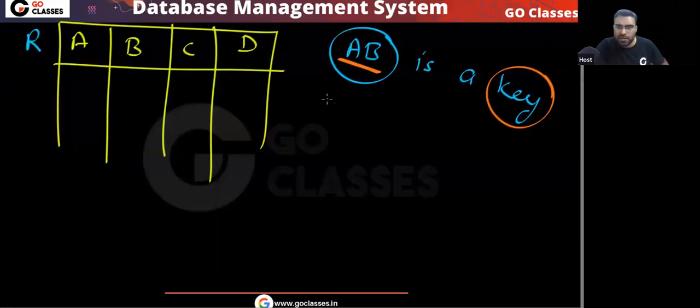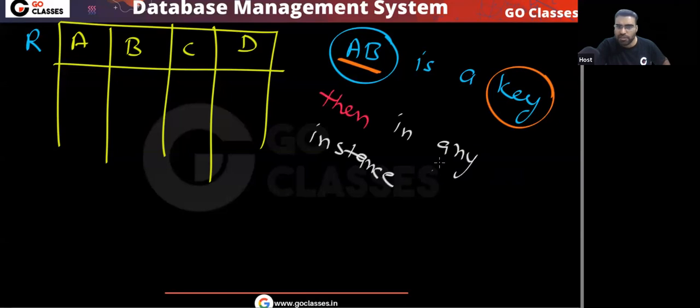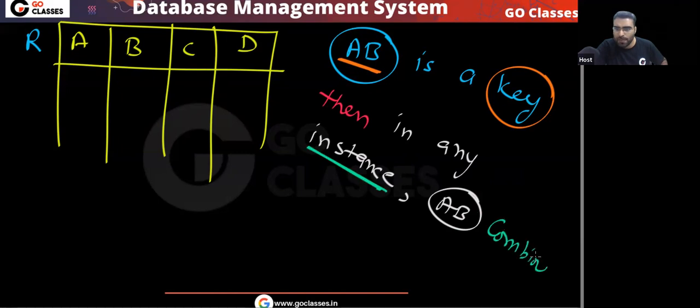So you can see, if AB is a key, then what will happen? Then no two tuples can have the same AB value. Yes or no? Then in any instance, whatever instance you take, this AB combination cannot repeat. Correct? I can say in any instance, this AB combination cannot repeat.